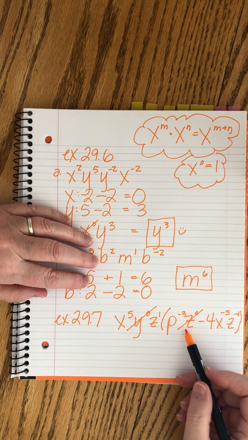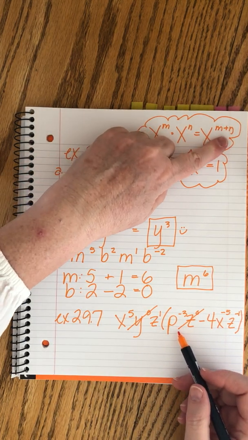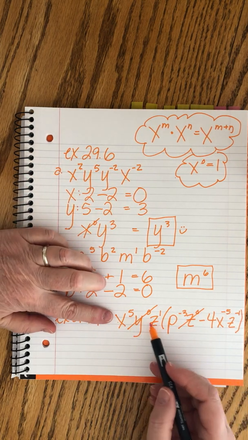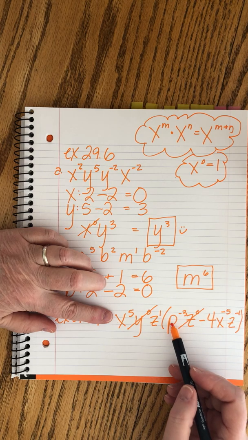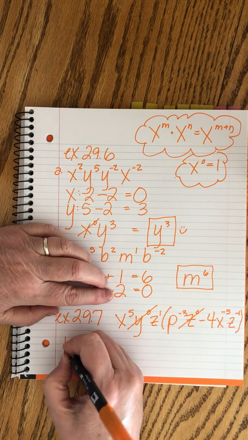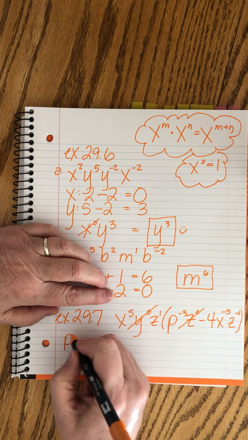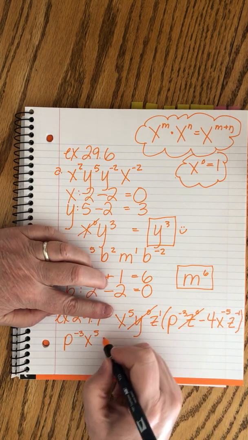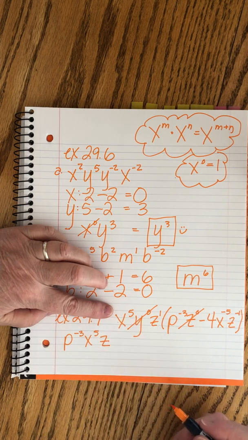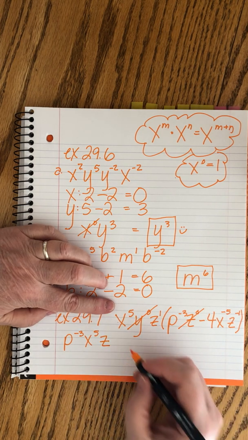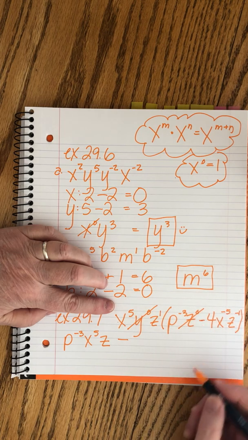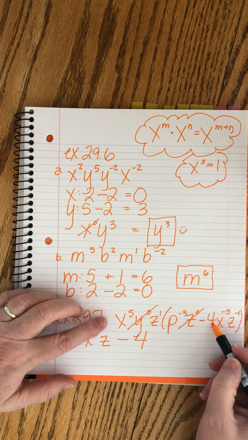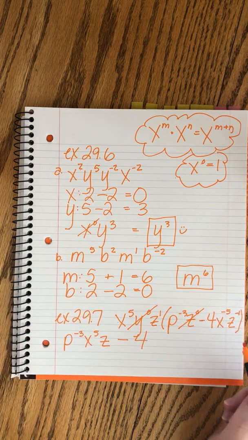Okay, we're multiplying. That means we'll be adding the exponents. So I'm going to go in alphabetical order. I'm multiplying x, z times p. So I'm going to do p first because that's alphabetical. P to the minus 3, x to the 5th, and then z to the 1st. I'll leave that exponent off. Minus, because of that minus sign, 4. We're multiplying this 4 by an invisible 1, so it stays just the same.